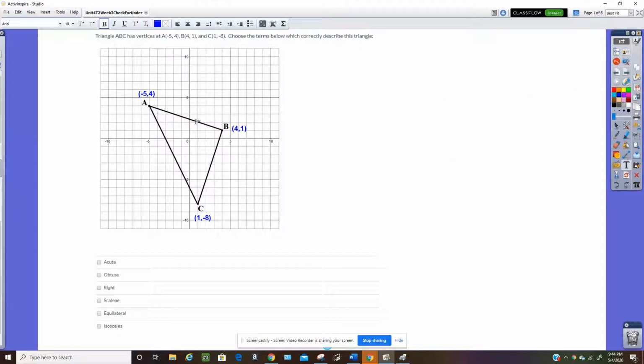You can find the lengths of these and the slopes of these in order to figure out the classification by angle. And if you find the lengths of the sides, then you can classify by sides. Let me say that again. Scalene: no sides are equal. Equilateral: all three sides are equal. Isosceles: at least two sides are equal. Acute: all the angles are acute. Obtuse: one obtuse angle and two acute angles. A right triangle has one right angle and two acute angles.